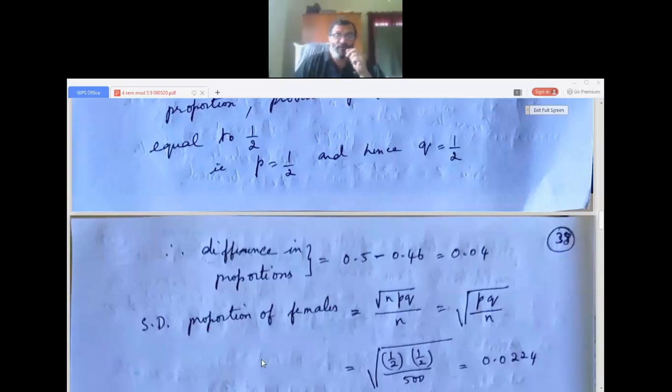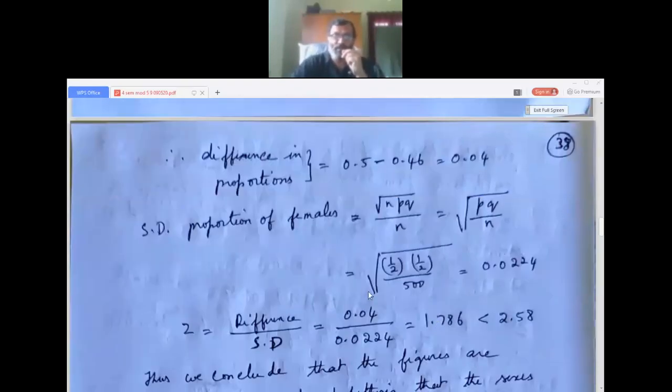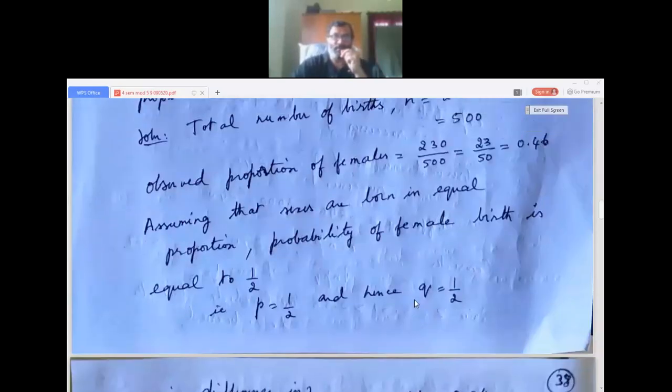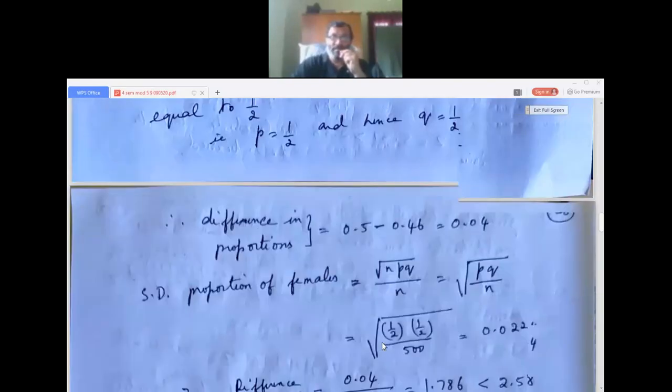Now we use the formula of standard deviation because we need to find Z. The standard deviation of the proportion of females for the significance test on proportion is the square root of NPQ divided by square root of N. N can be written as root N into root N, one root N gets cancelled. So it will be the square root of PQ by N. Half into half divided by 500. N is 500, you know that: 230 plus 270 is 500. So you get the answer as 0.0224.